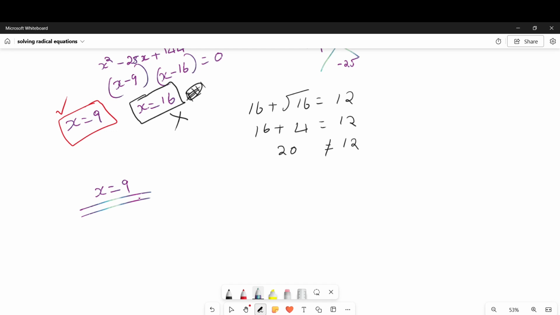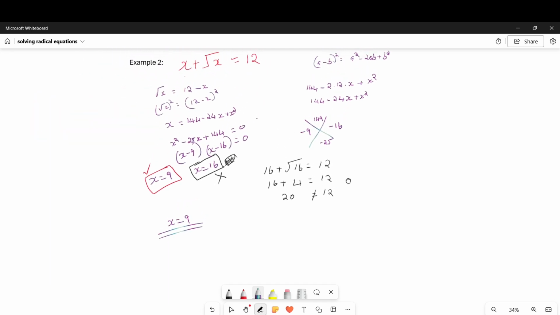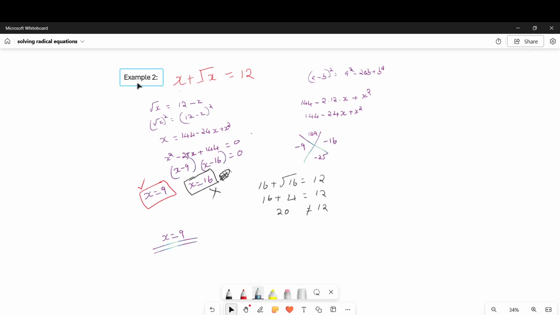So this is how we solve a radical equation. Why I showed this last example is to explain how to eliminate the wrong values of x. Wrong values means if you find a value that, when plugged back into the original equation, does not work, we need to eliminate those values and finalize the correct solution.